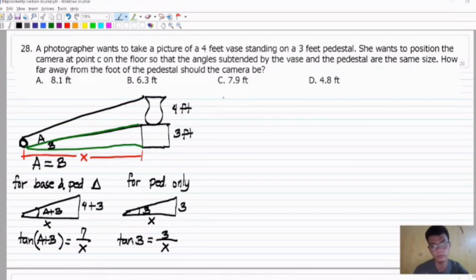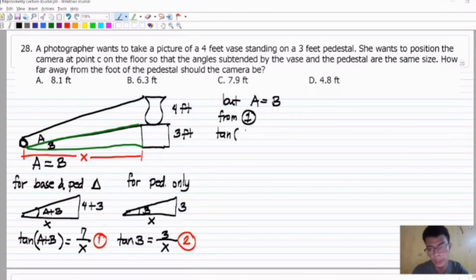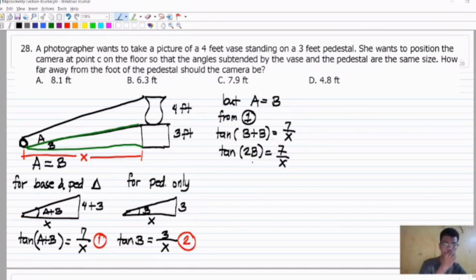So, but A is equal to B, di ba? So, sabihin natin that this is equation number 1 para hindi tayo malito. And this is equation number 2. But A is equal to B, kaya from equation number 1, pwede nating sabihin na yung nasa loob ng tangent na A plus B ay gawin na lang nating B plus B is equal to 7 over x. Kaya ang magiging itsura niyan is 2B is equal to 7 over x. So, bakit si B ang ginamit natin? Kasi yung equation number 2 natin, ang unknowns ng equation number 2 ay si B at saka si x.